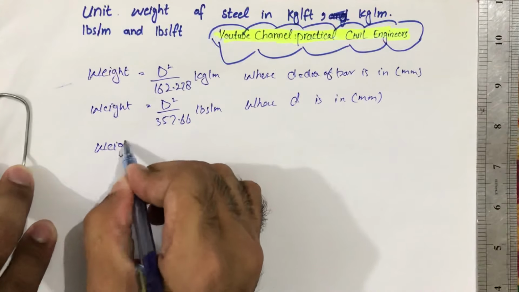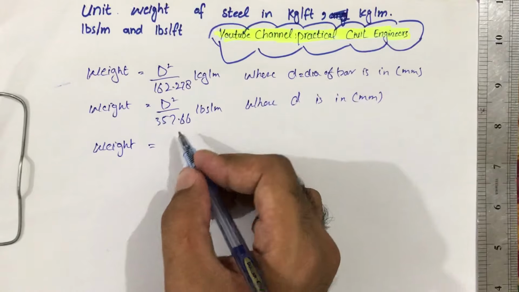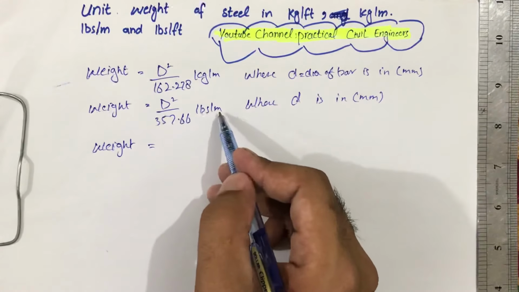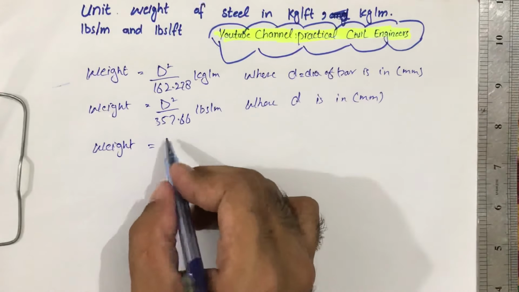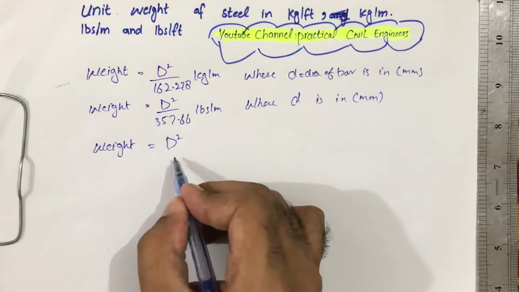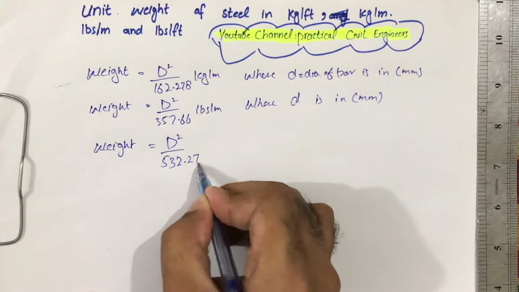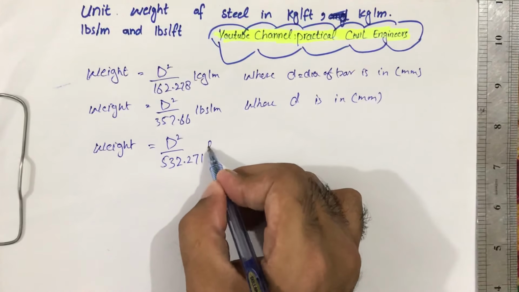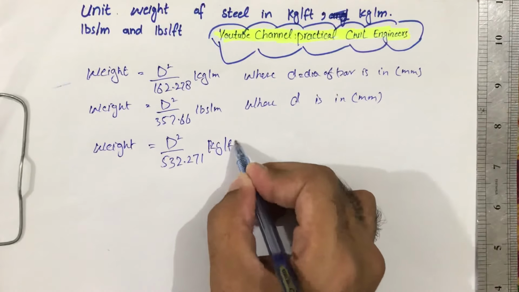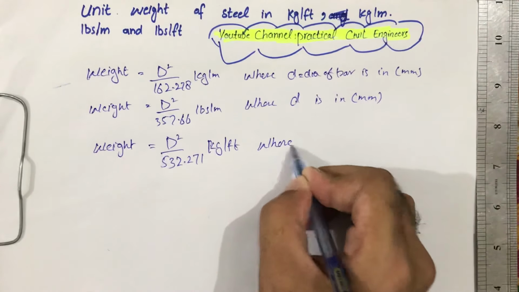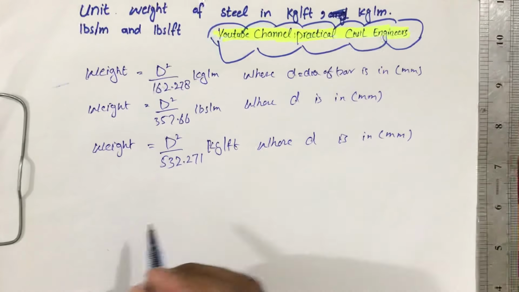Another one is for kg per meter and lbs per meter. Now we have to find for feet, kg per feet, which is d square divided by 532.271 kg per foot, where d is in mm.